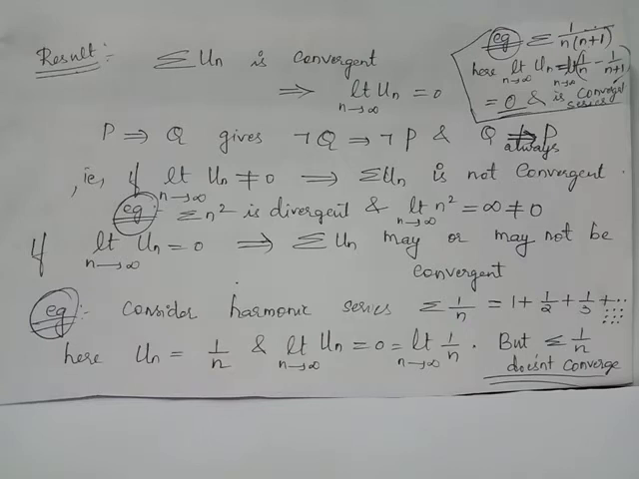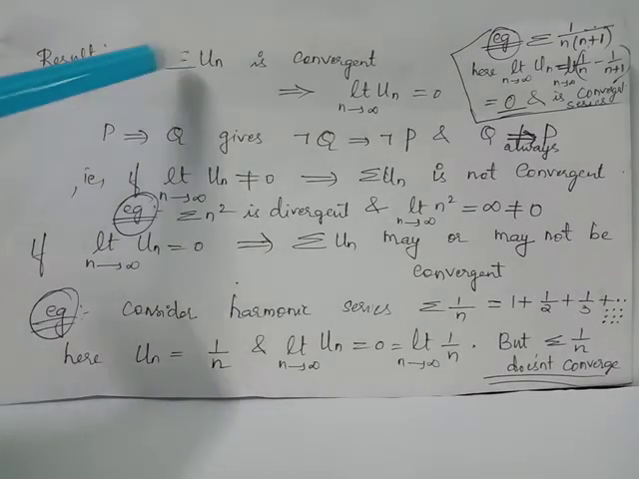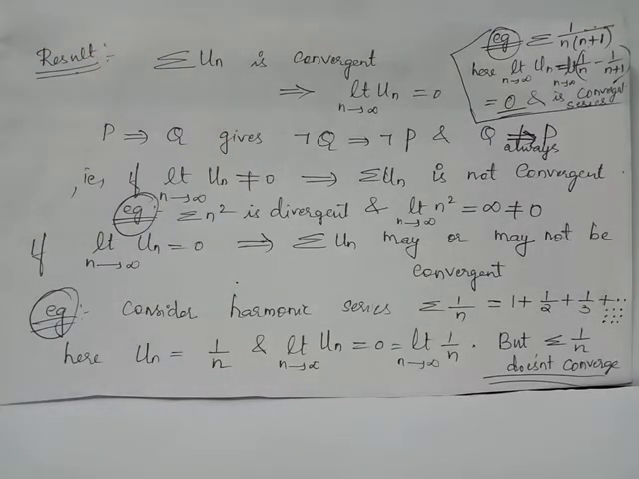An important result based on infinite series which is convergent. Whenever you find that the infinite series summation un is convergent, it directly follows that limit n tends to infinity applied on the nth general term of the infinite series will be equal to 0.